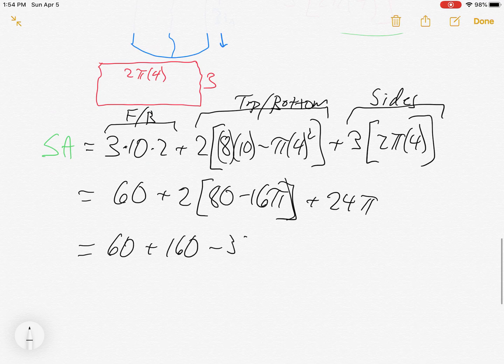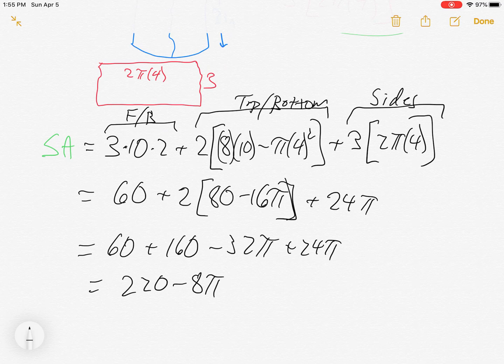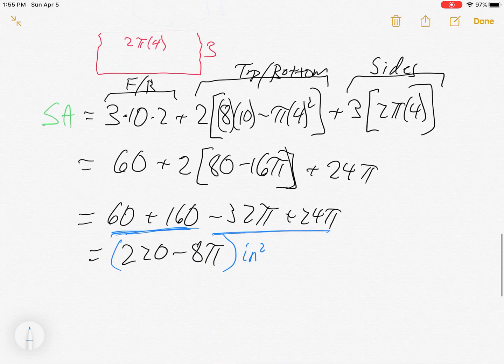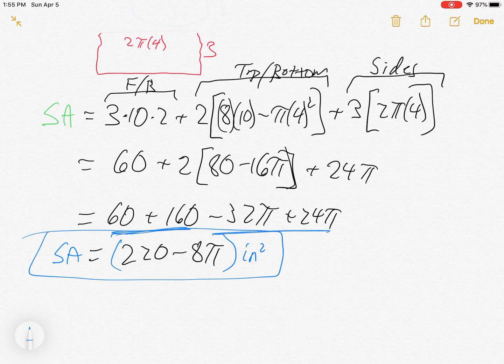A little bit of simplifying. 60 plus 160 minus 32 pi plus 24 pi. Or final answer, 220 minus 8 pi. So we could combine like terms here. Those are constants, but these have no pi's. These have pi's. And I didn't actually. Yes, I got it right. That'd been scary if I got it wrong. So that is my area in square inches of this shape.